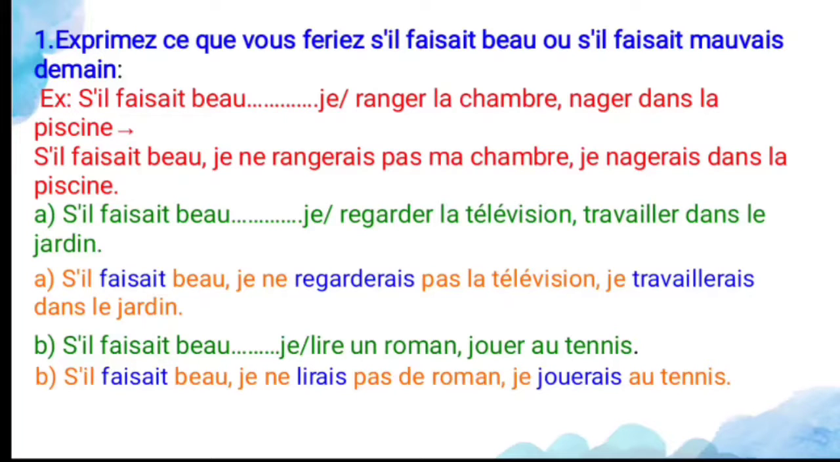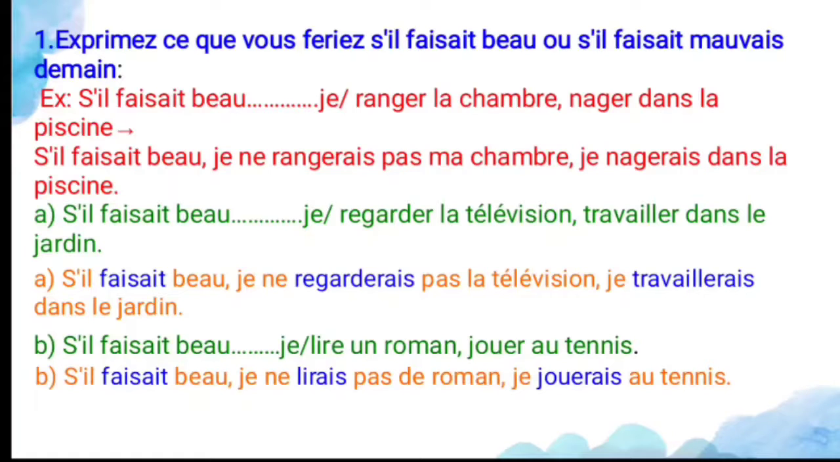And next, B1 is s'il faisait beau, if the weather was nice. Je, here the verb is lire, which means to read. A roman, I read the novel. And next, jouer au tennis, it's to play tennis. See the answer. S'il faisait beau, if the weather was nice, je ne lirais pas de roman, it means I would not read novels.